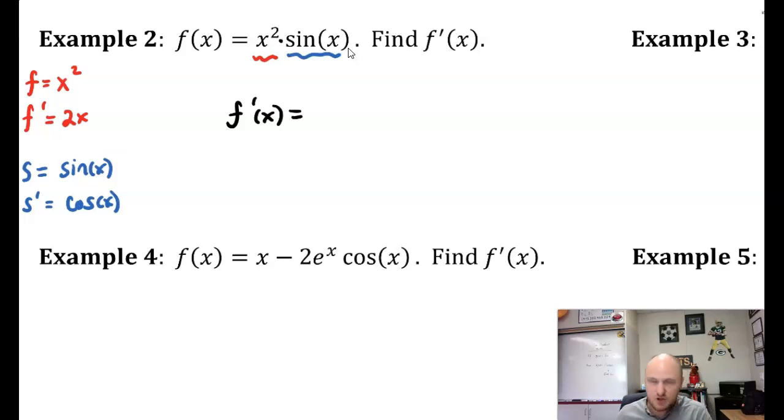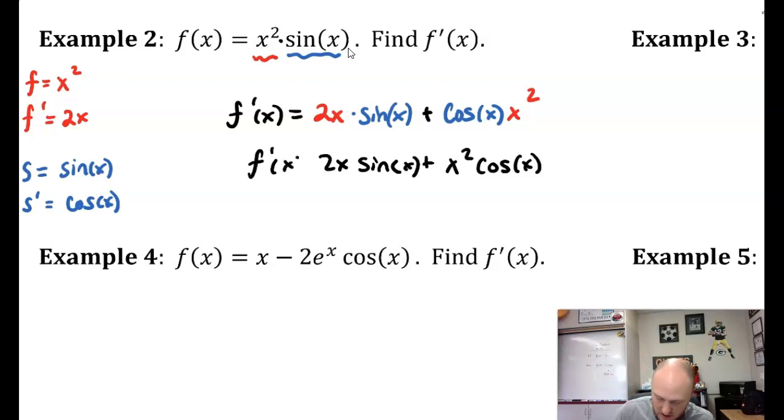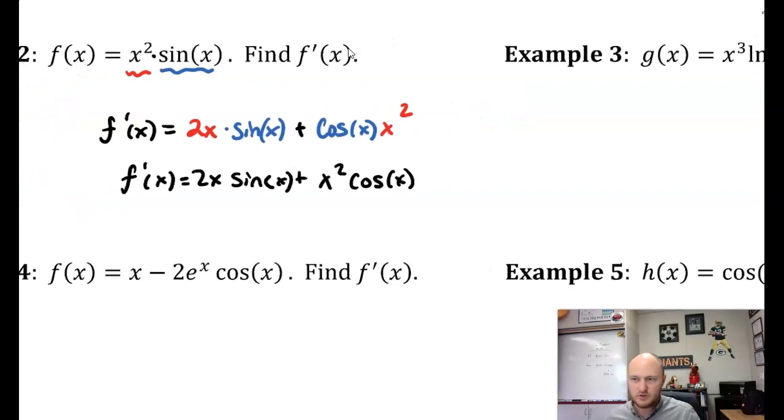So f prime of x, the derivative of the first function, that's 2x, times the second function, that's sine of x, plus the derivative of the second function, well, that's cosine of x, times the first function, which is x squared. Okay, and if you want, you could put that x squared in front, which is generally how it's seen. It would be x squared cosine of x. Okay, so that is the product rule. We just took the derivative of two functions that are multiplying. We use the product rule.